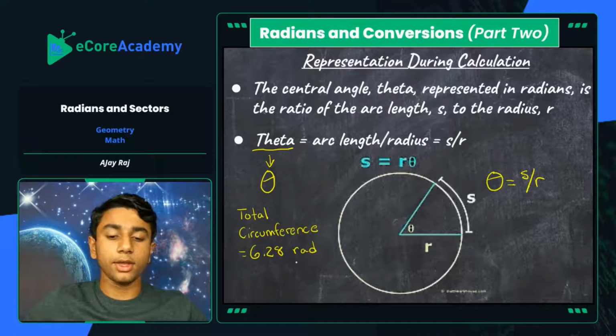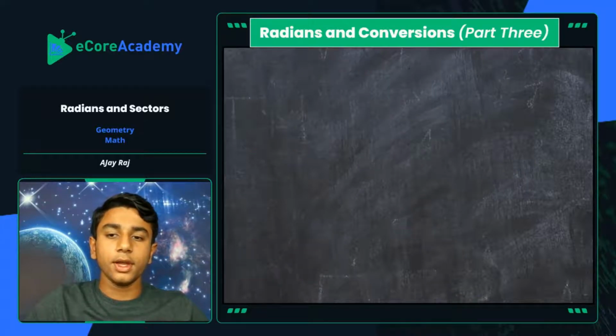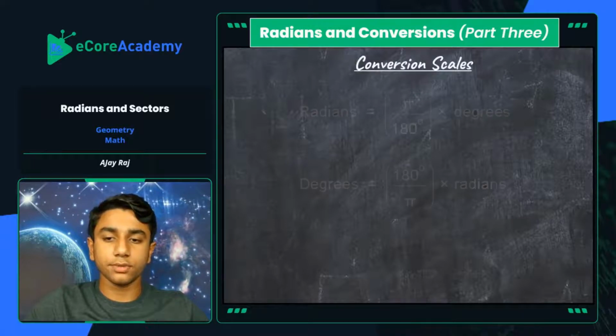So now we know that 6.28 radians represents the entire circumference. That means our central angle is worth 6.28 radians. Now, if we compare this to degrees, we know that the entire measure of a circle is equivalent to 360 degrees. And this is going to be always true under our conversion scales. So let's move on. Let's look at radians and conversions part 3, and let's look at our conversion scales.